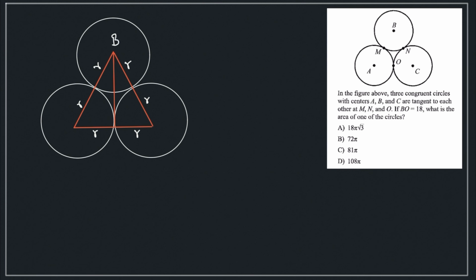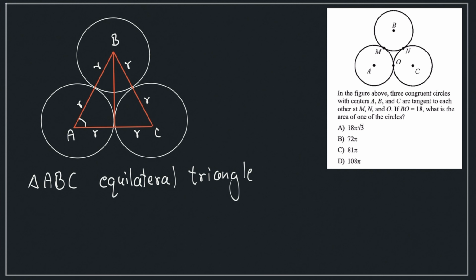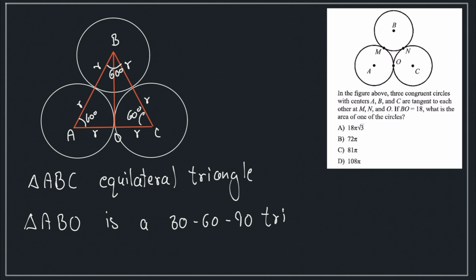It turns out that all the sides are 2R, and therefore triangle ABC is an equilateral triangle. Therefore, angles A, B, and C must be 60 degrees. Since BO divides triangle ABC into 2 equal halves, triangle ABO is a 30-60-90 triangle. Therefore, sides of triangle ABO must be in the ratio 1, 2, and root 3.